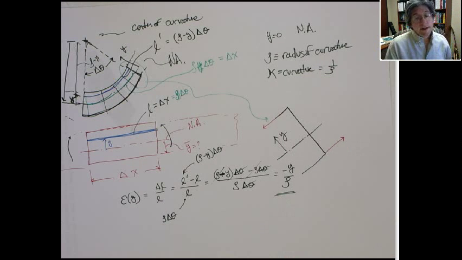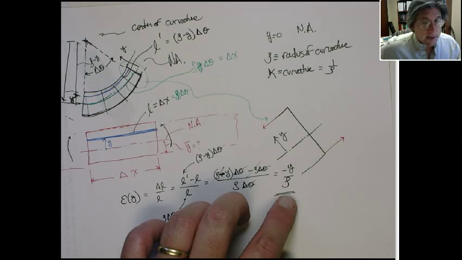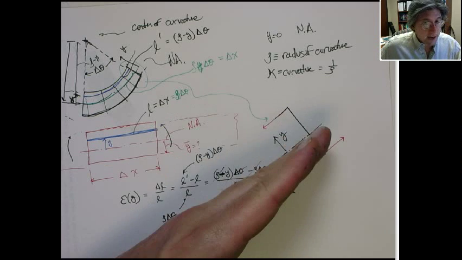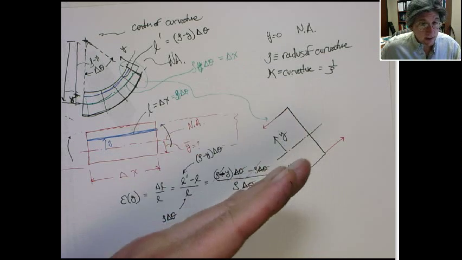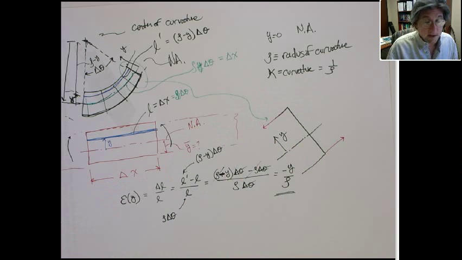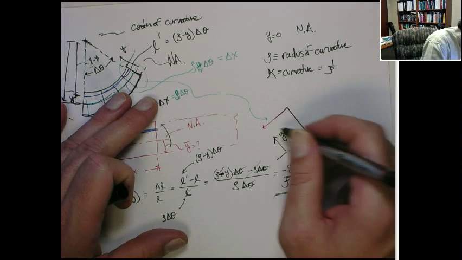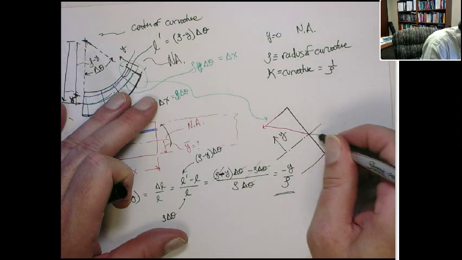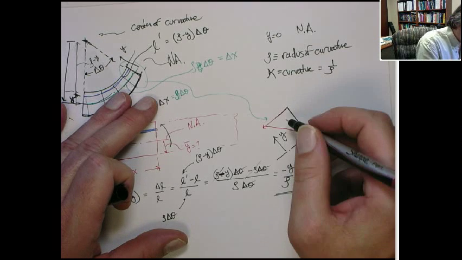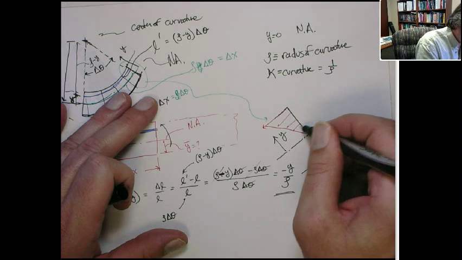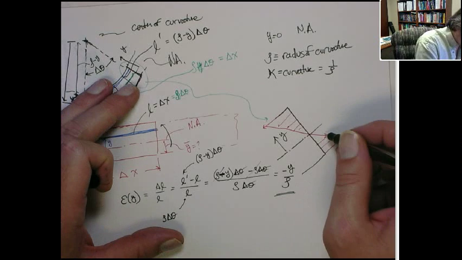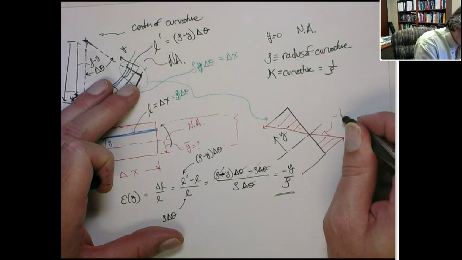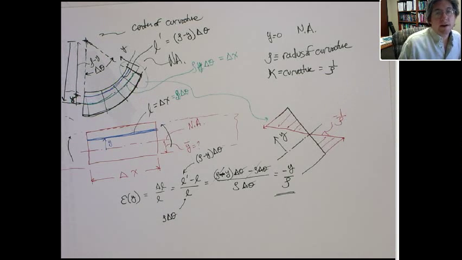Okay? So that means that the strain varies linearly as a function of y. So when we go up in positive y, the strain becomes negative and increases. And then when we go down here, it becomes positive, tension increases as well. So if we were to plot the strain, it would look like this. This would be compression. The slope here equals minus 1 over rho, the curvature.